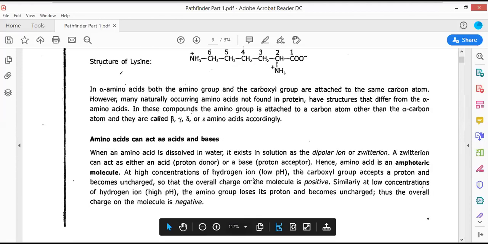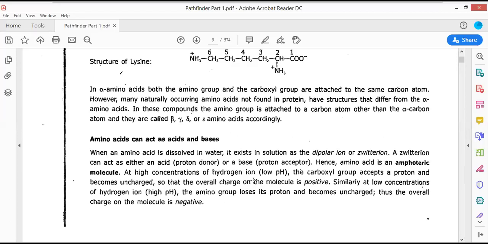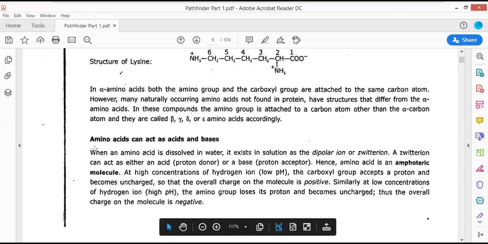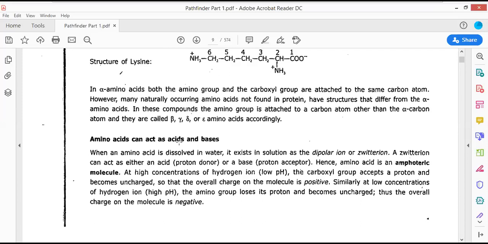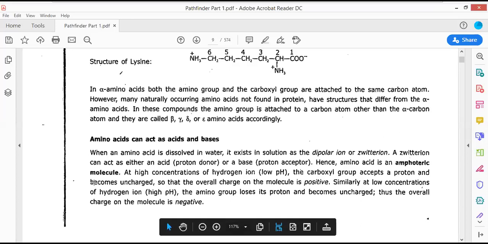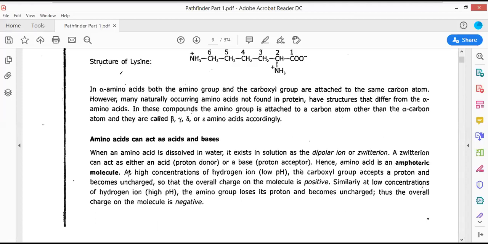Now the properties of alpha amino acids. There are certain properties which we must remember. The first property of amino acids is that they behave as zwitterions. That means they can behave as an acid as well as a base. As they can behave as an acid as well as a base, they have an amphoteric nature. So these are referred to as amphoteric molecules, and at lower pH they will absorb protons, and at higher pH will donate their protons.